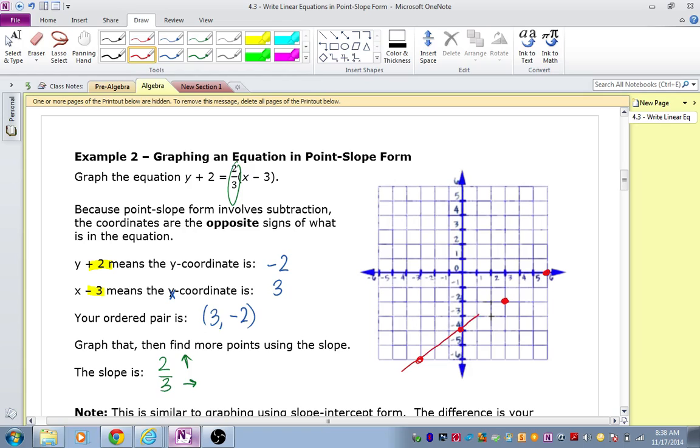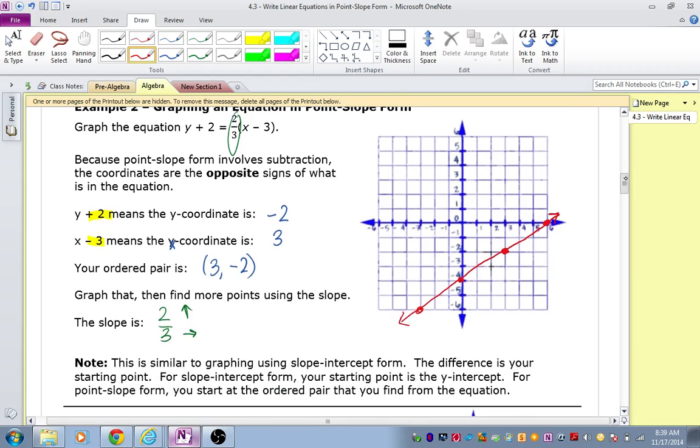So we're going to connect them with a nice kind of straight line. Hopefully yours is better. Can't use a ruler on my tablet. And we have our line. Okay, please note that this is very similar to graphing things using slope-intercept form. The difference is your starting point. When we do slope-intercept form, our starting point is that y-intercept, and from there, we use the slope to move over. For point-slope form, you start at the ordered pair that you find from that equation, but then still use the slope after that.